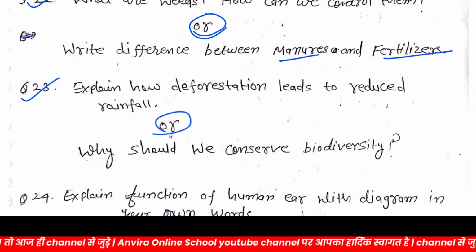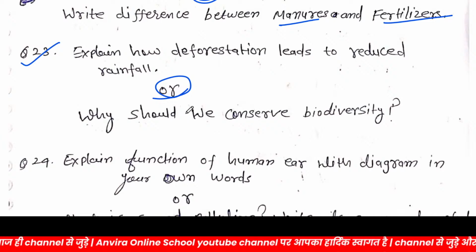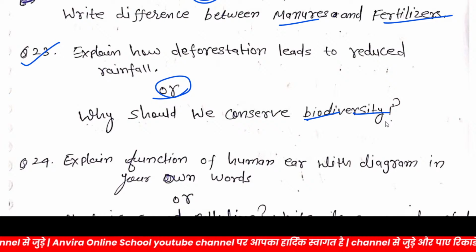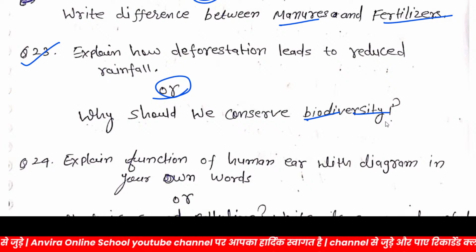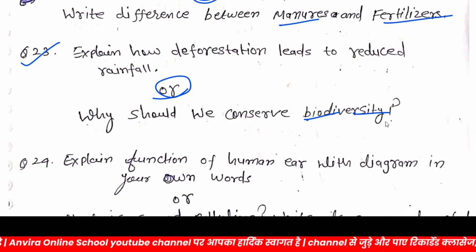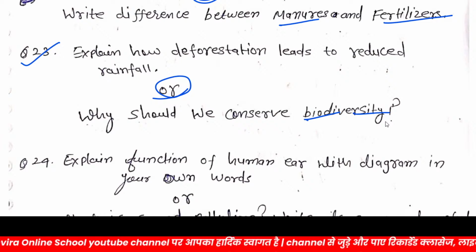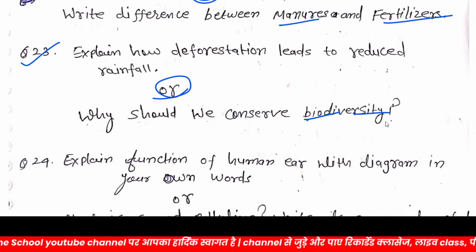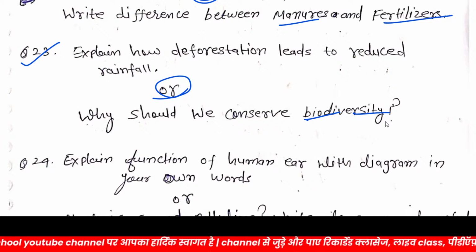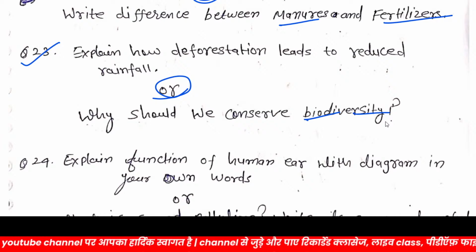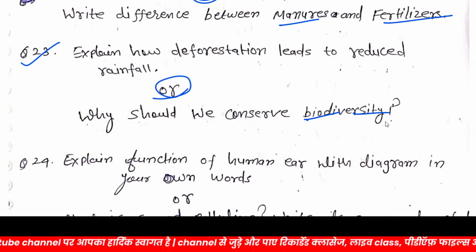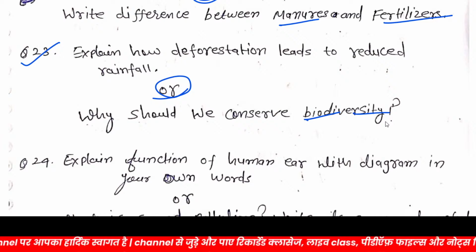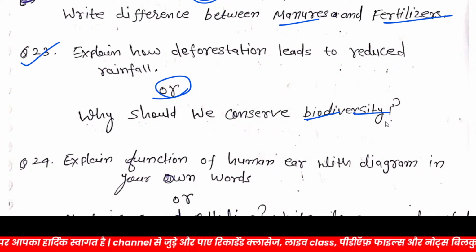So, here we have one more question with an option: why should we conserve biodiversity? The variety of life that exists on the earth and its relationship with the environment is referred to as biodiversity. We should conserve biodiversity so as to maintain the food chain. The disturbance in the food chain may affect the whole ecosystem.